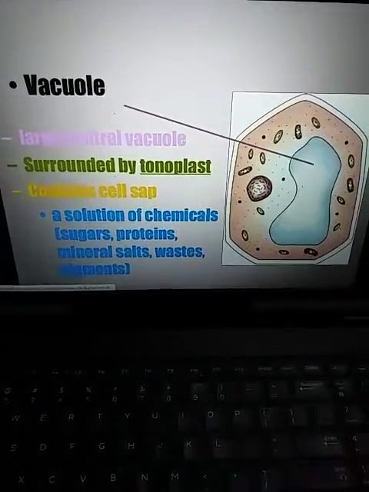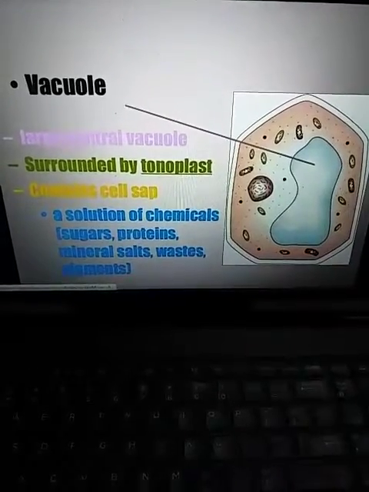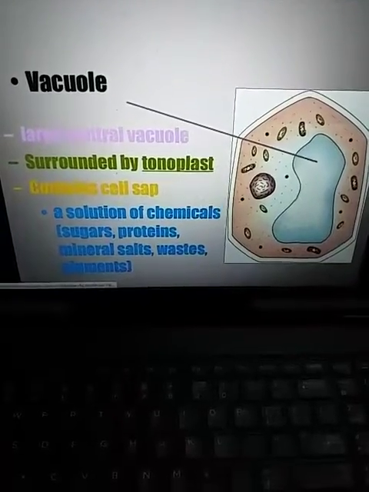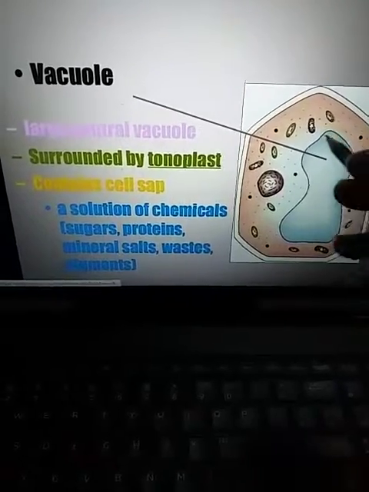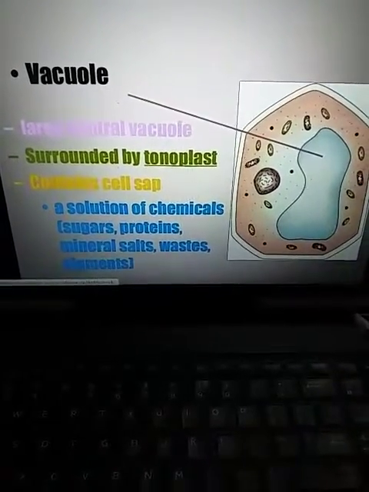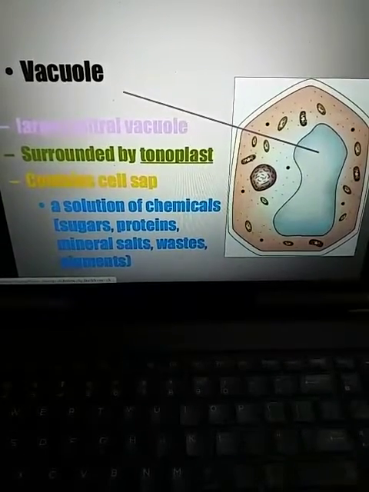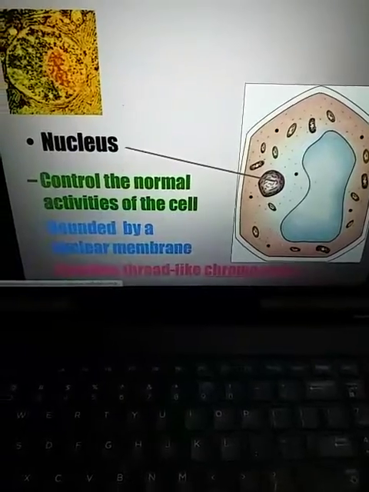Now the vacuole is another important component of the cell, that is surrounded by the tonoplast. It contains the cell sap. Here in this vacuole the cell sap is present, a solution of chemicals, sugar, proteins, minerals, salts, waste and the pigments. This is known as the cell sap.